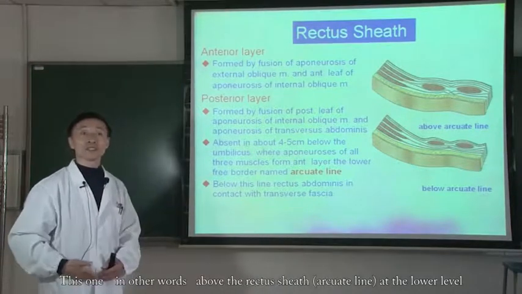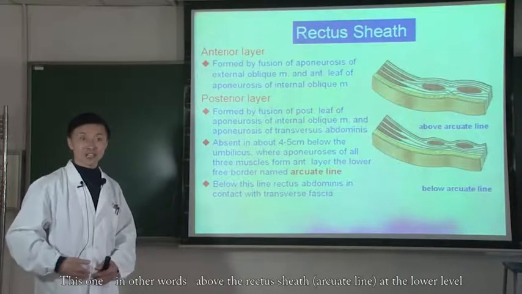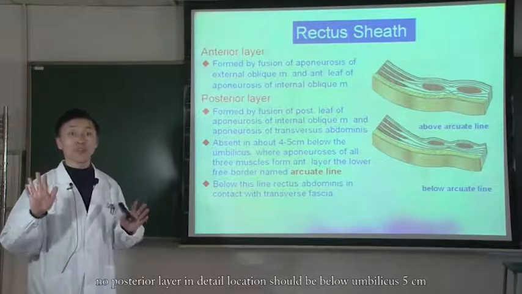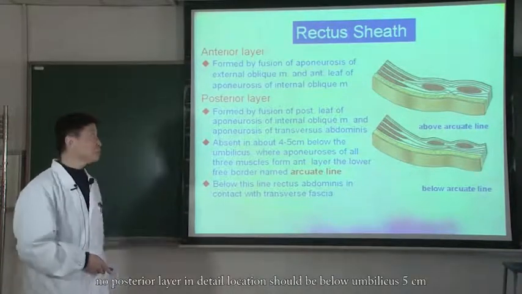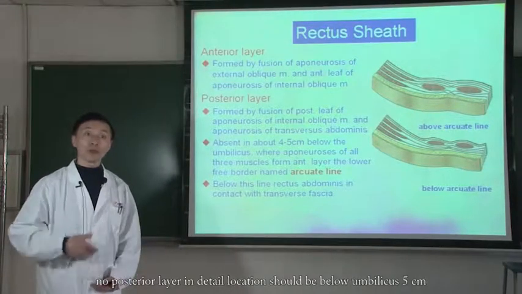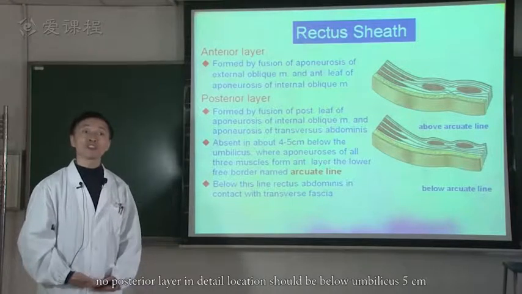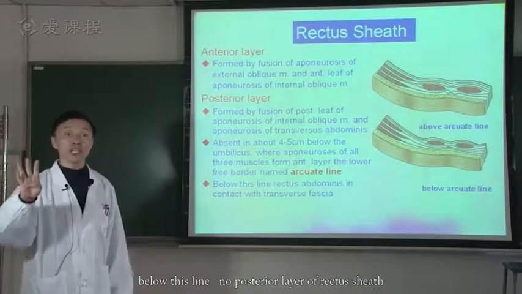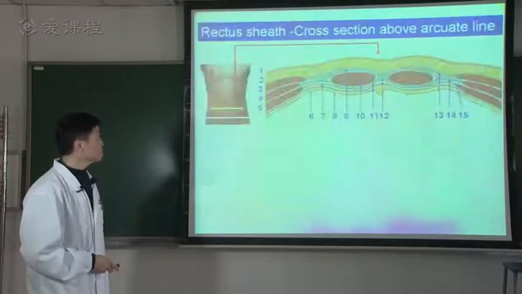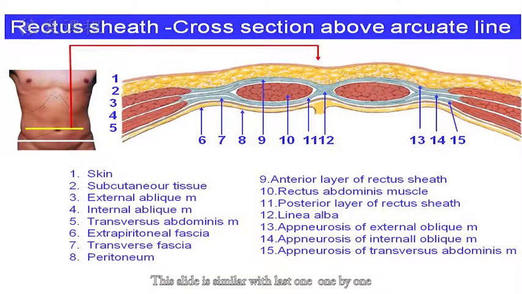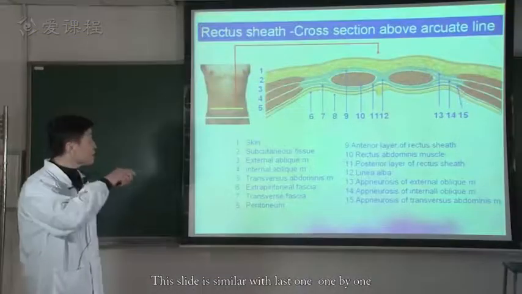In other words, about the rectus sheath, at the lower level, there is no posterior layer. And the detailed location should be 5 centimeters below the umbilicus. Below this line, no posterior layer of the rectus sheath. Yeah, this slide is similar to the last one. One by one.